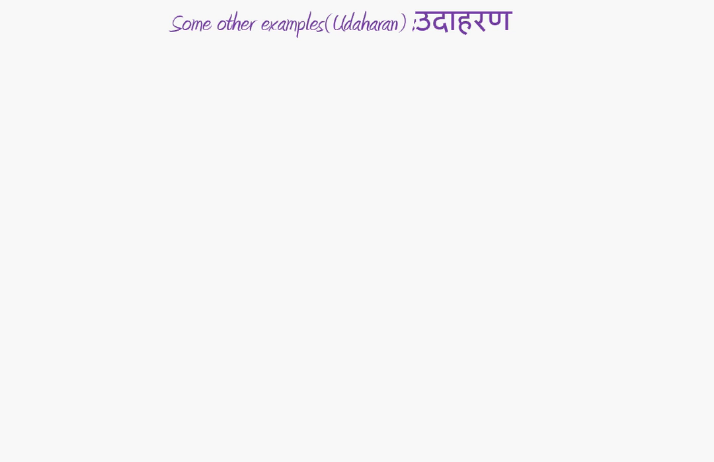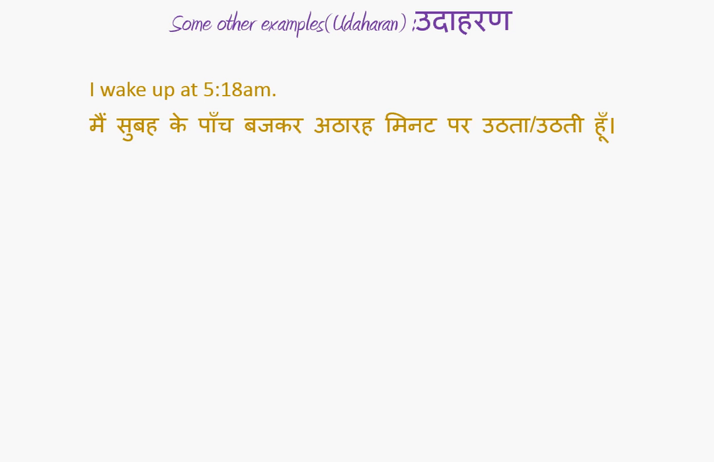Now, examples, new word. Example means udaharan. Some other examples, udaharan, are, let's take in terms of what I do in the whole day. At what time do I get up? At what time do I go to lunch? Yes? Now, first example. I wake up at 5:18 a.m. This is not the o'clock style.